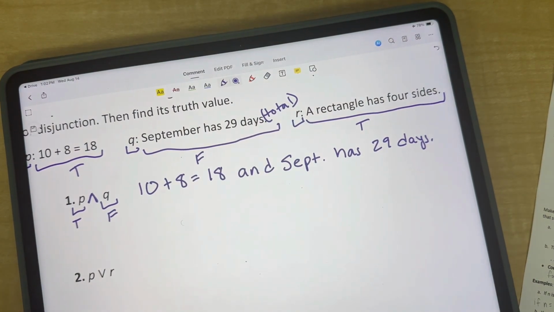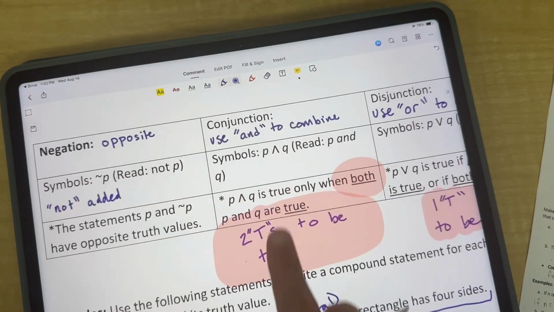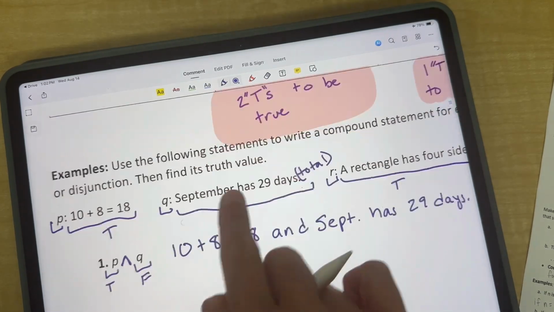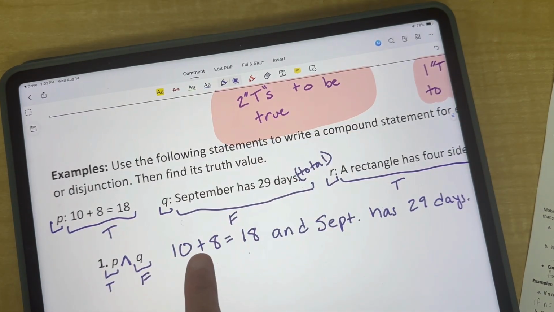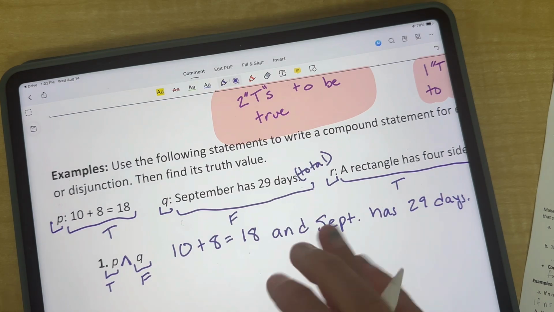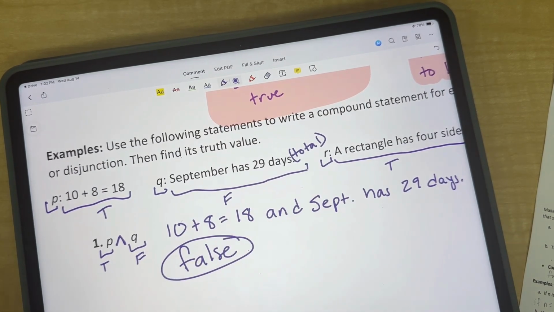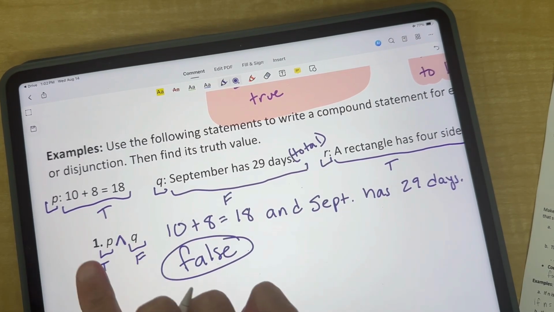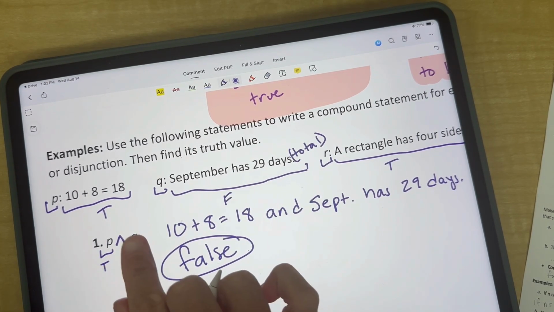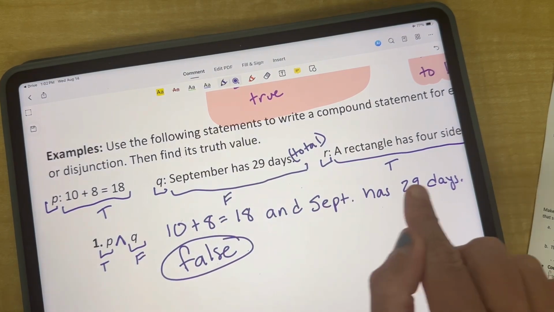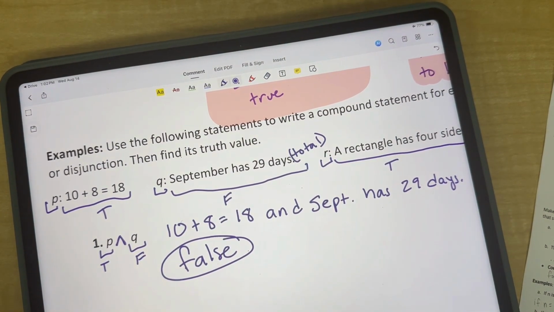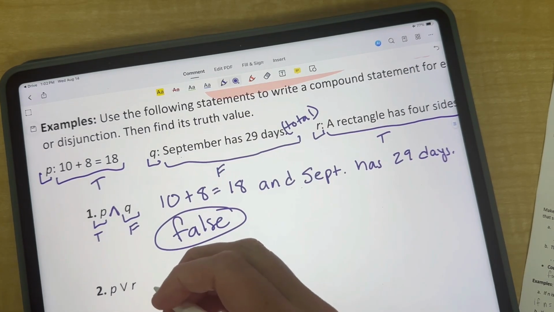Remember, for and statements, two T's are needed to be true. Do we have two T's right here? No. P is true, but Q is false. So the whole statement is false. Even though P is true, the whole thing must be true for it to be true on an and statement. Since this part is false, the whole thing becomes false. Okay, let's do the next one.